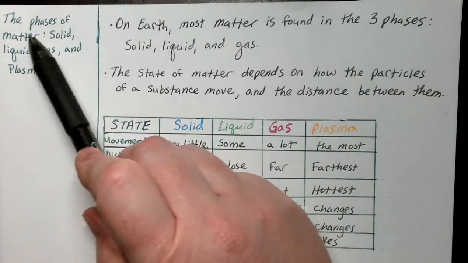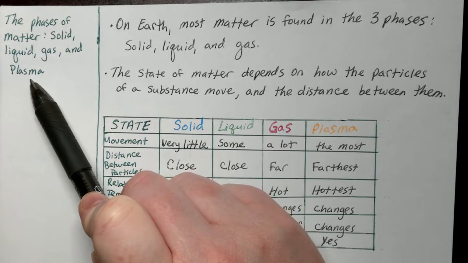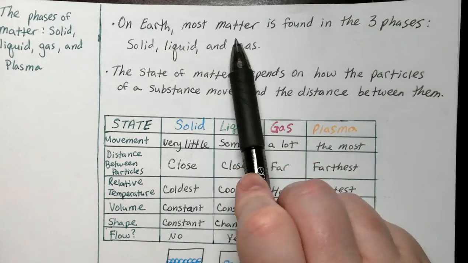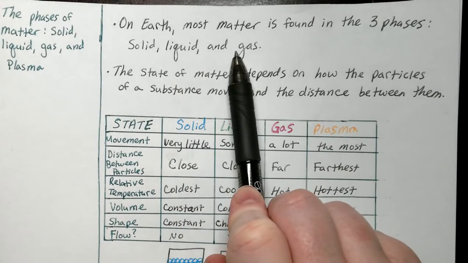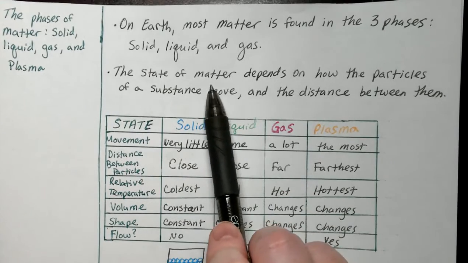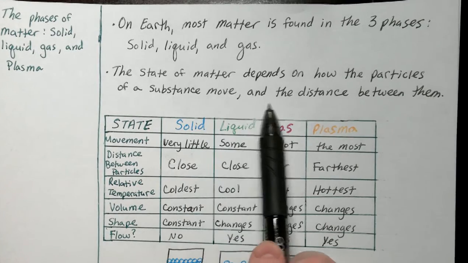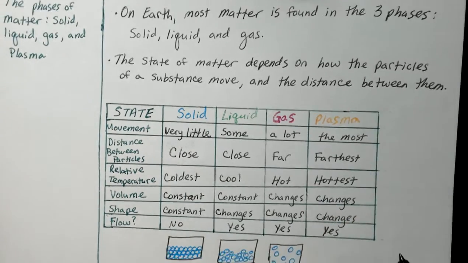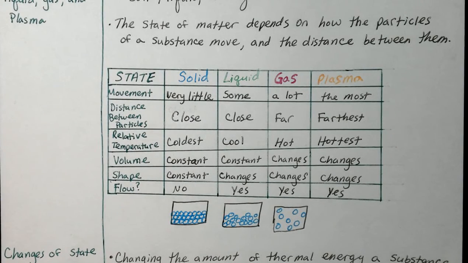Okay, so the phases of matter. Again, those are solid, liquid, gas, and plasma. On Earth, most matter is found in the three phases: solid, liquid, and gas. The state of matter depends on how the particles of a substance move and the distance between them. So this table right here kind of goes over how you would classify each of these different states of matter.